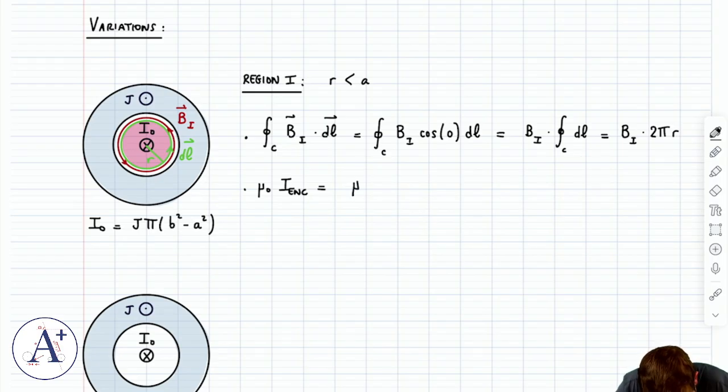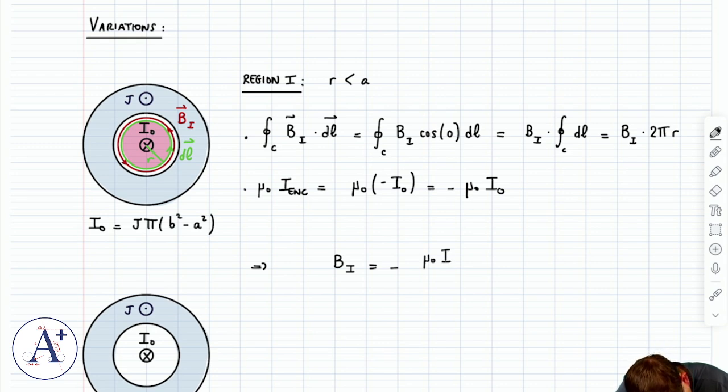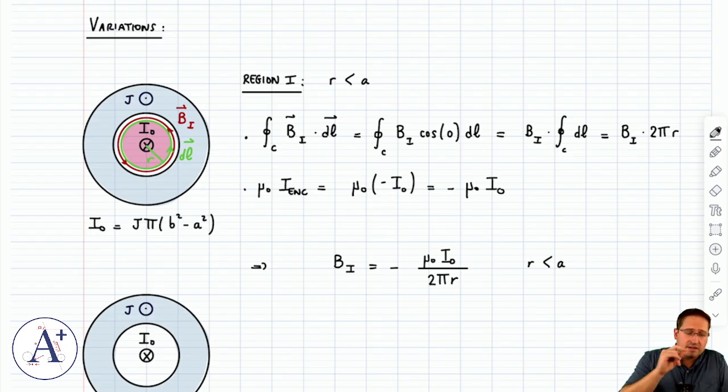So it's really going to be mu naught times minus I0, in other words, minus mu naught I0. Okay, and so by Ampere's law, we come to the conclusion that B1 is going to be equal to minus mu naught I0 divided by 2 pi r, for r less than a. Now the minus sign is Ampere's law self-correcting.